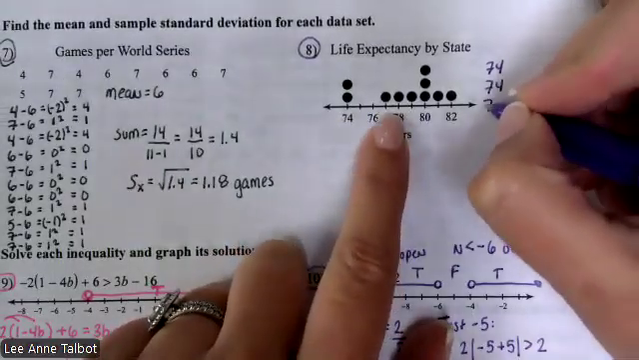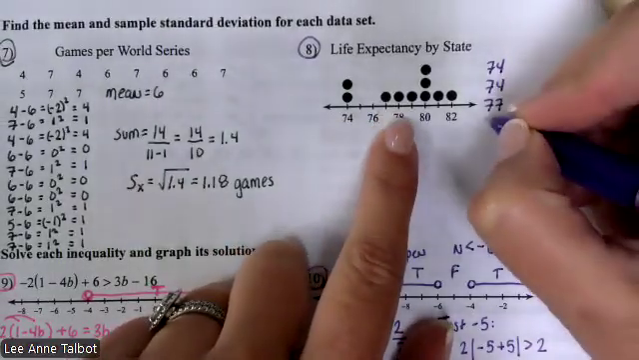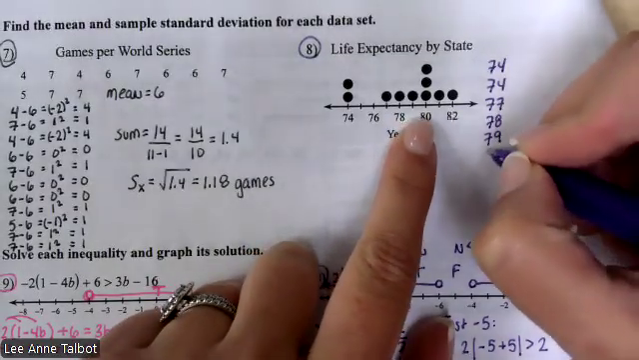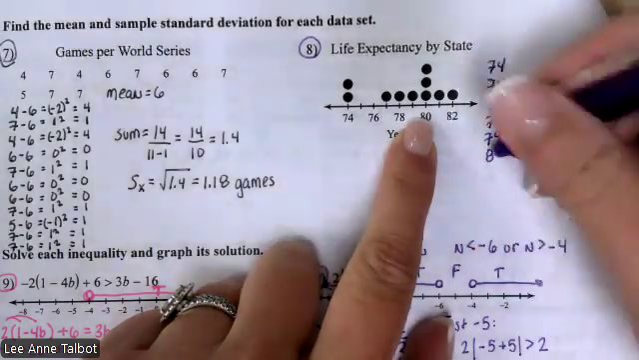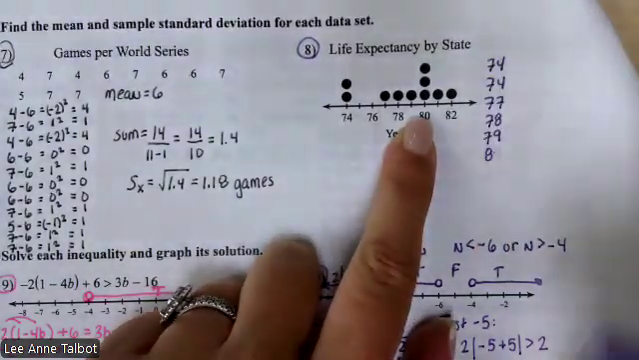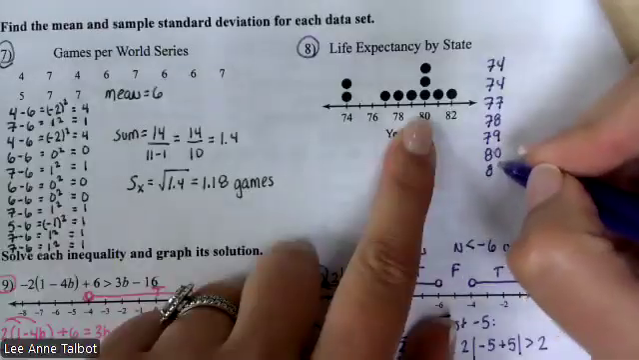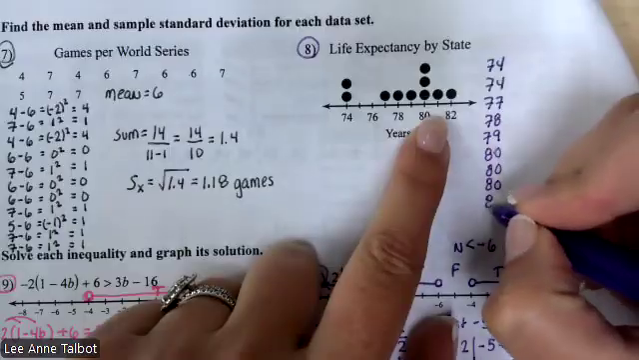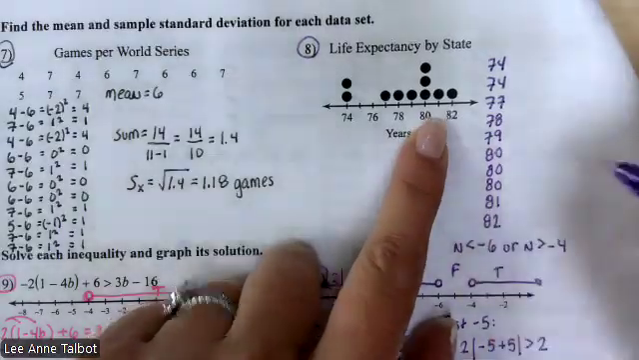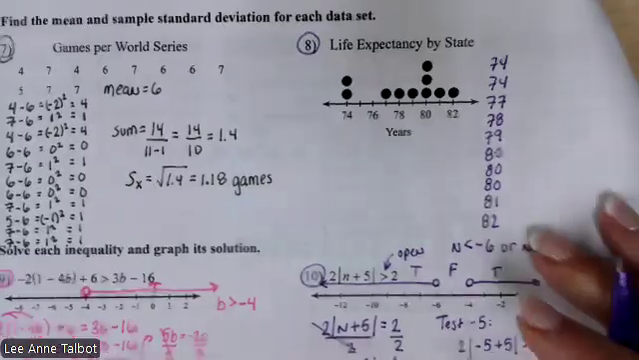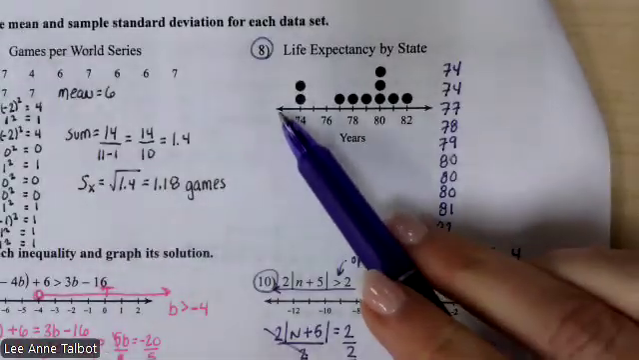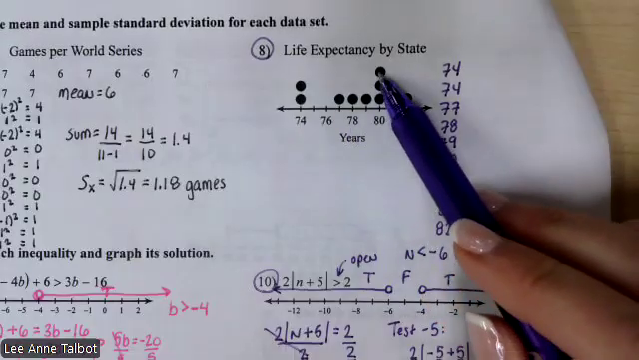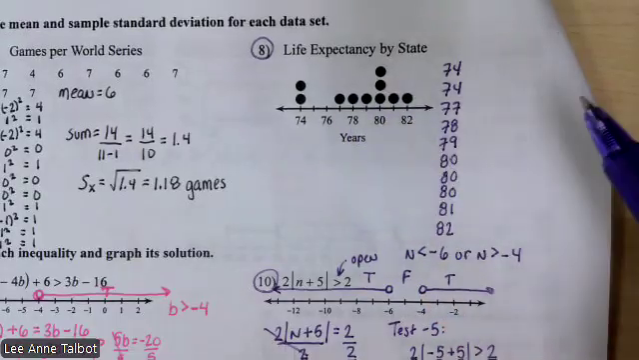74, 77, 78, 79, 80, 80, 80, 81, 82. Did I get them all? 74, 74, 77, 78, 79, 80, 80, 80, 81, 82.